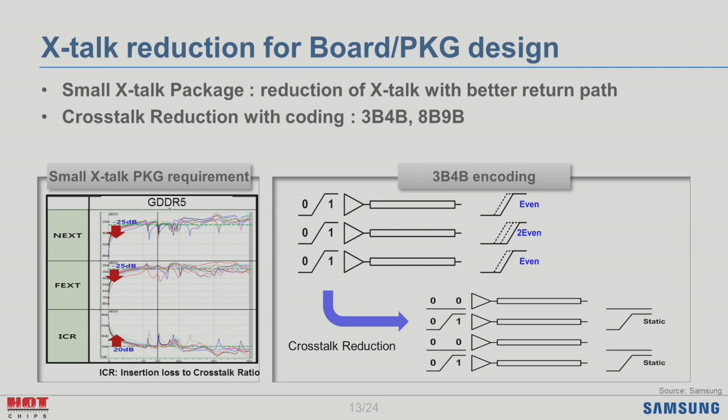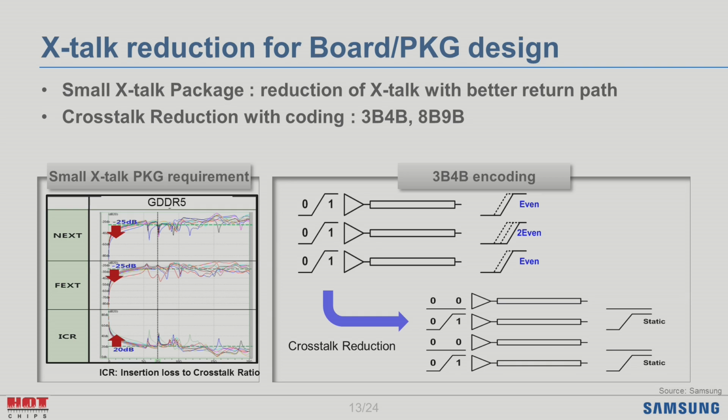Beyond 10 Gbps, crosstalk is one of the limitations for the high-speed signaling. Actually, DRAM uses single-ended signaling because of pin count reduction. For signaling above 10 Gbps, we have two approaches on the board level and the package level. The first technology is to improve the return path on the board level and package level.